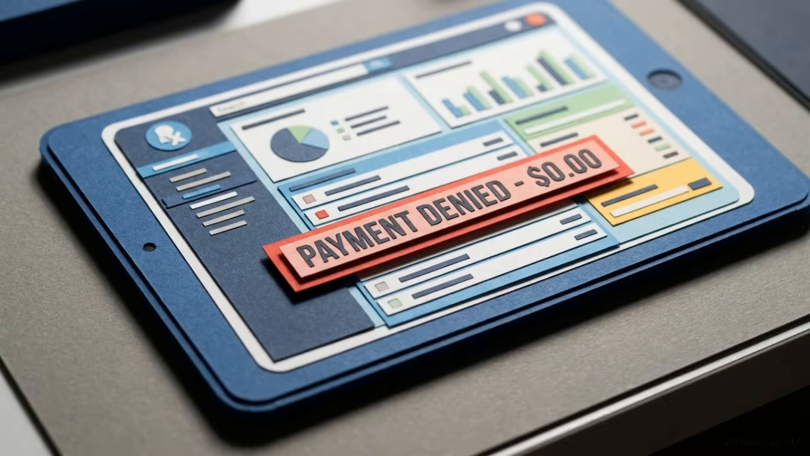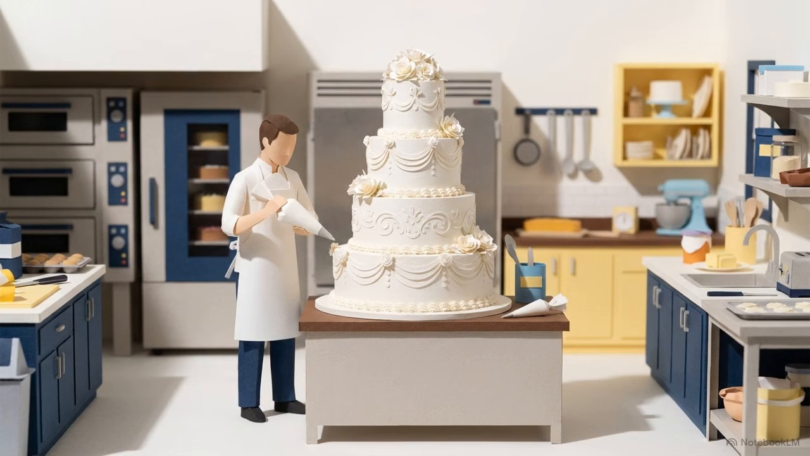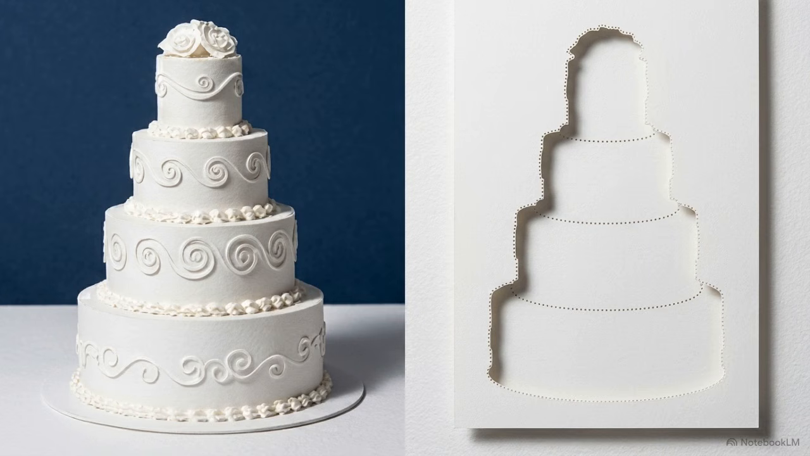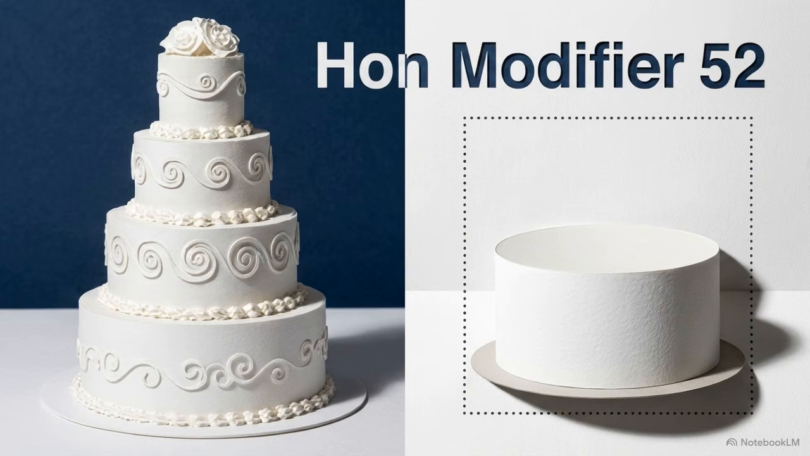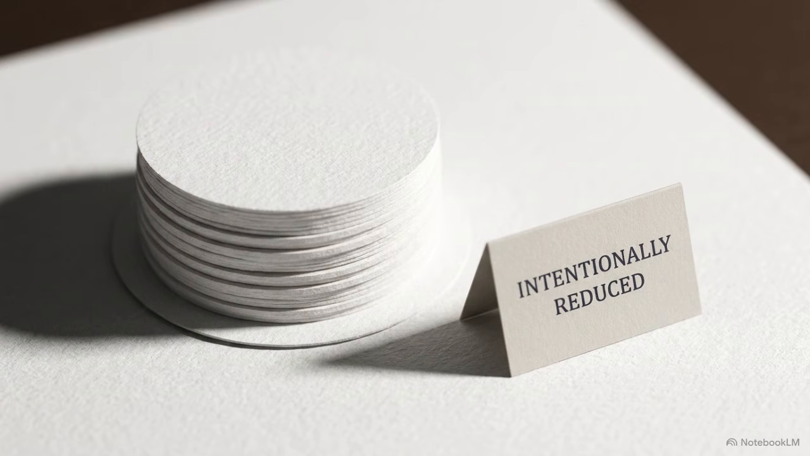Imagine a baker preparing a massive wedding cake. Halfway through, the customer scales back the guest list, so the baker intentionally finishes a smaller dessert. This split-screen illustration shows exactly what happens in the medical field under Modifier 52. On the left is the towering wedding cake that was planned, and on the right is the smaller cake that was actually delivered. Modifier 52 stands for reduced services. Coders use it when a provider intentionally performs less work than originally planned. The whole plan changed by choice.